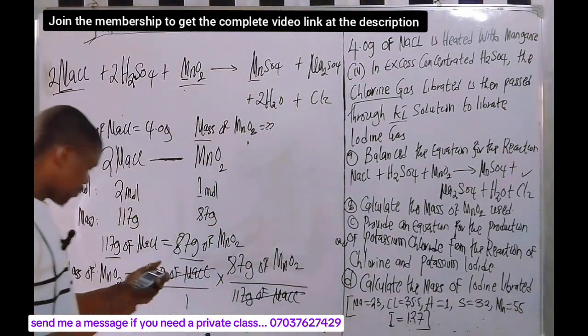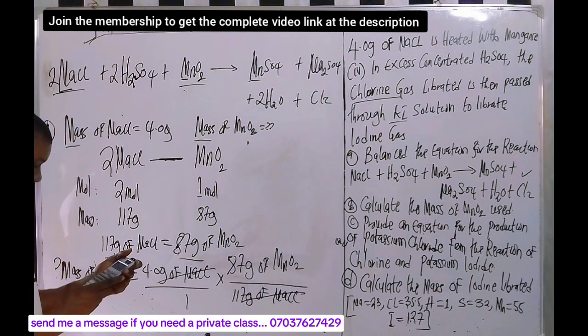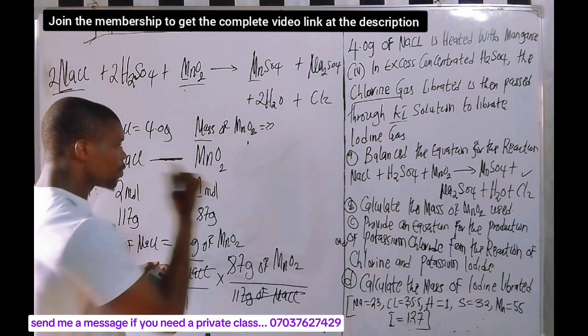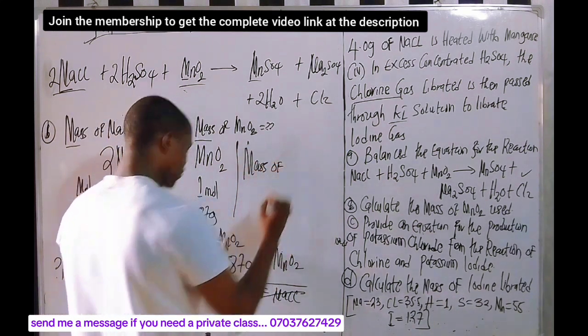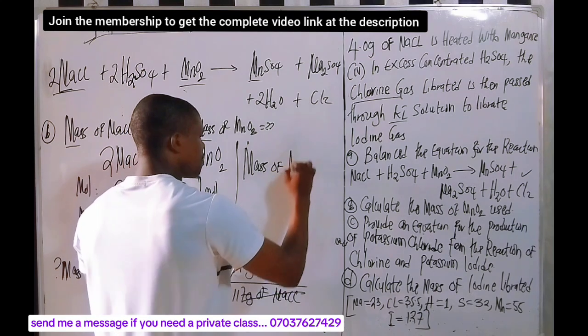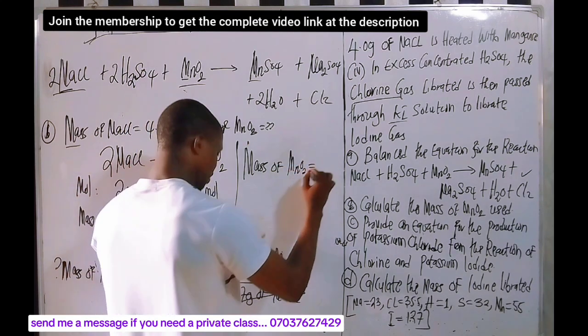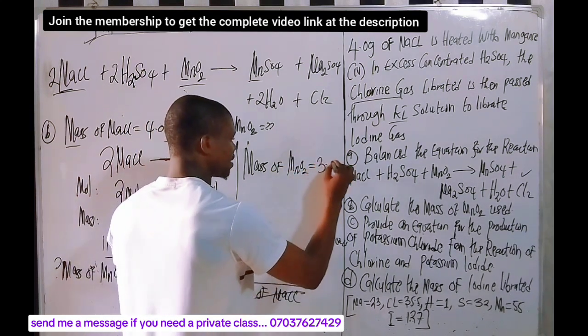So here we have 4.0 times 87 divided by 117. You have 2.9. So you write here that the mass of manganese(IV) oxide is 3.0 gram.